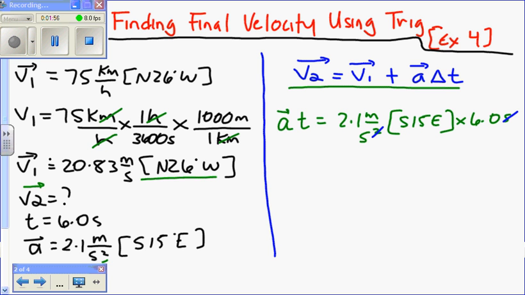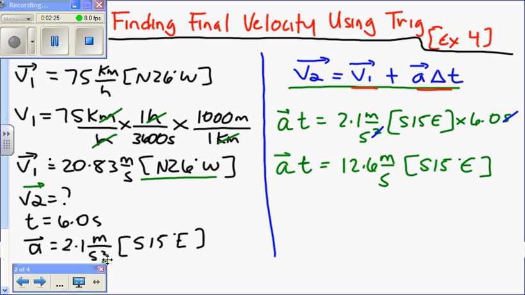Basically, the units cancel, so I end up with something in meters per second, which is what I want, because I'm going to be adding. I want to add meters per second to meters per second. I certainly can't add things that have different units. And you end up with AT having a magnitude of 12.6. So AT equals 12.6, which ends up being just meters per second, and the direction stays the same.